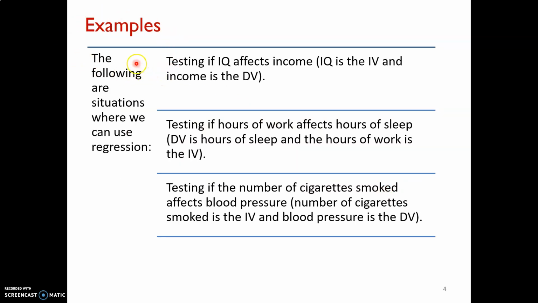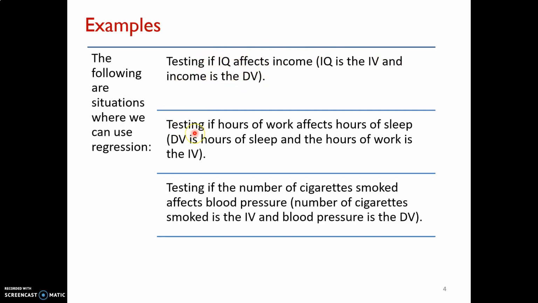Here we will see the examples. The following are situations where we can use regression. The first example, testing if IQ affects income. Here IQ is the IV, that is the independent variable, and income is the dependent variable.